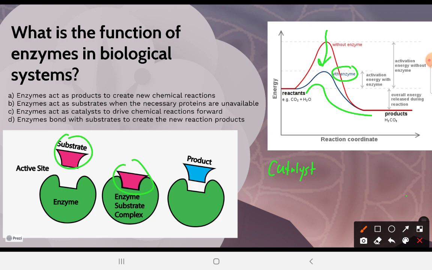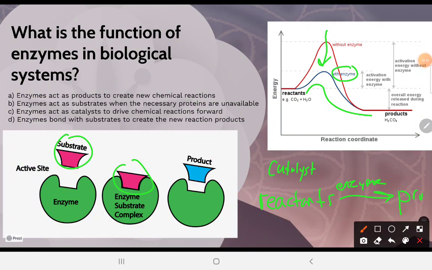Does an enzyme act as a product? No, an enzyme is not a product. So just to remember, in a reaction, we have reactants, and those become products. And what an enzyme is, it's right here. Enzymes are catalysts, which means they go over the arrow. They are not reactants. They're not used up. And they're also not products. They're not the final thing that is made.